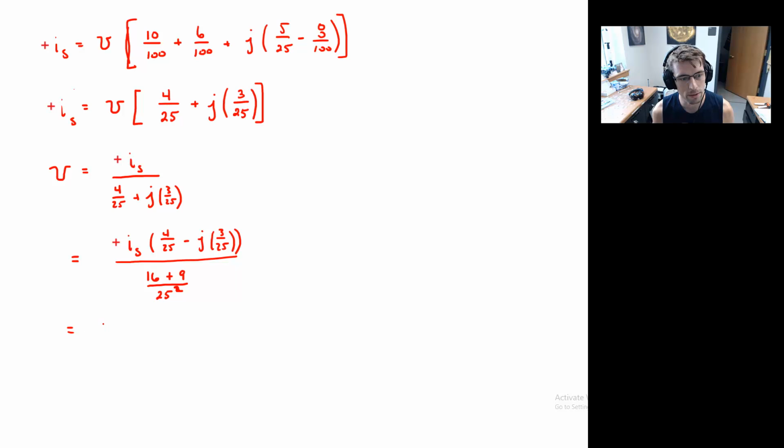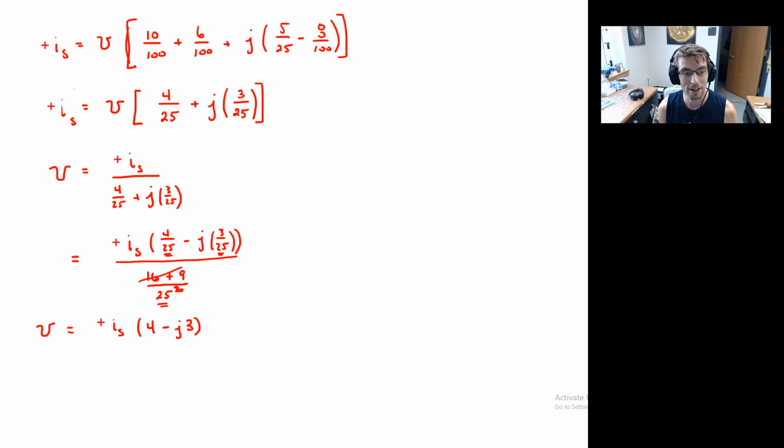Okay, well, let's see what that gives us. IS. So we have 16 plus 9 is 25. So that cancels out one of my 25s. And then I have 25s in the numerator and a 25 in the denominator. I should say it's a compound fraction. And so what I end up with is just simply IS 4 minus 3j equals my potential.